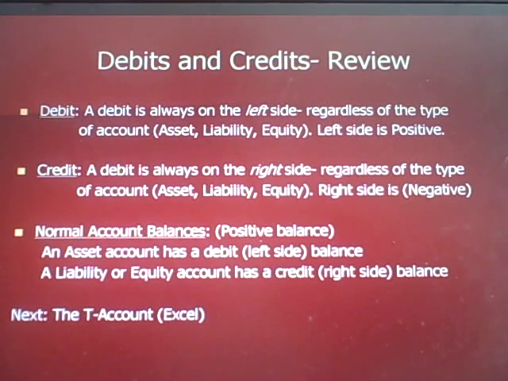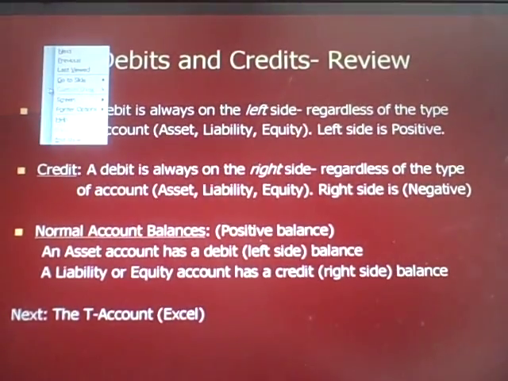Forget about the type of account it is. The other thing is a normal account balance, a positive balance. When you look at financial statements, it's standard that the number that's listed there is going to be a positive balance for that account. An asset account normally has a debit balance going on the left side. A liability or equity account normally has a credit balance on the right side.